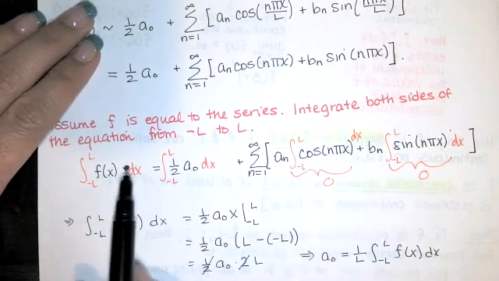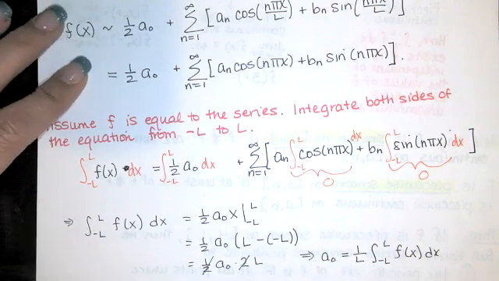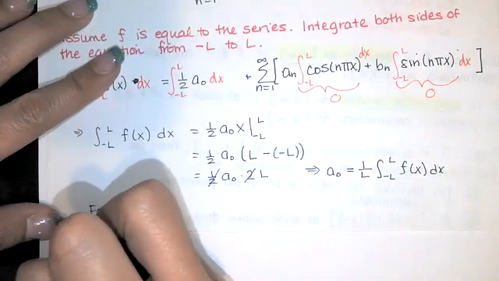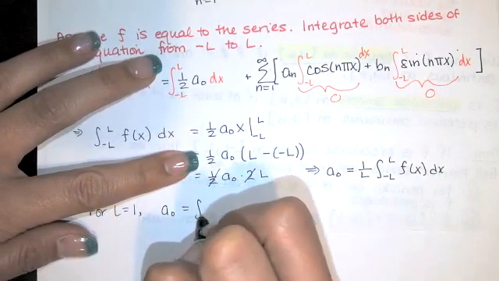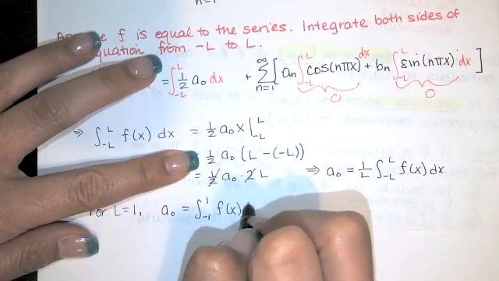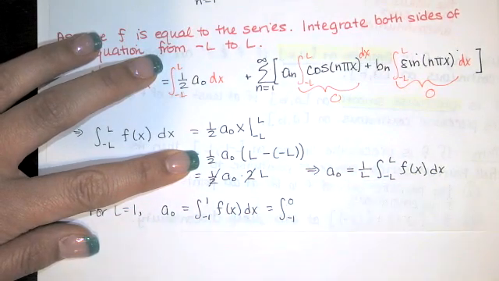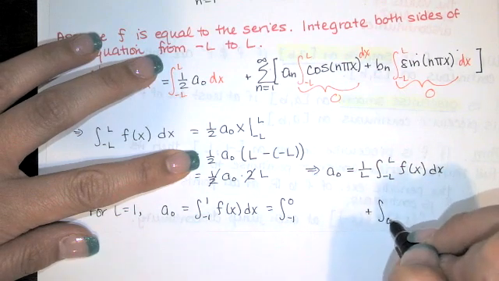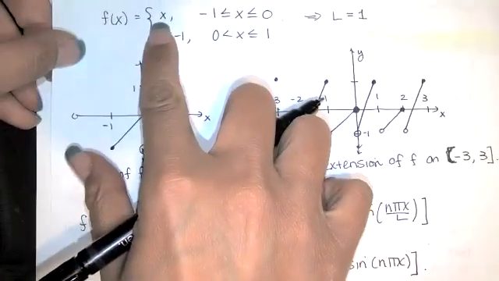And actually, this time we knew that L was equal to 1. So I could have substituted L equals 1, probably should have. So if L is equal to 1, we have a sub 0 equals the integral from negative 1 to 1 of f. And f was defined in 2 pieces. It was defined on the interval from negative 1 to 0, and then it was defined once again on the interval from 0 to 1. On the interval from negative 1 to 0, our function is x. On the other interval, it's 2x minus 1.